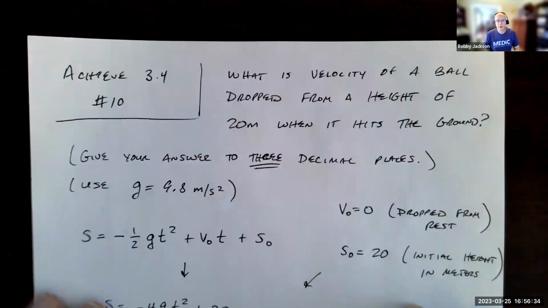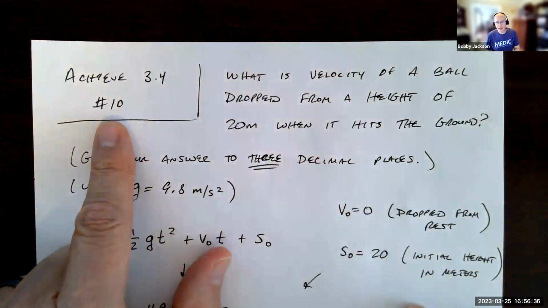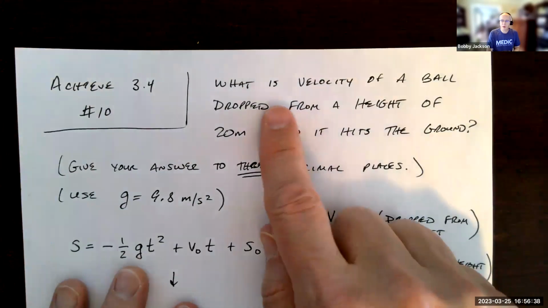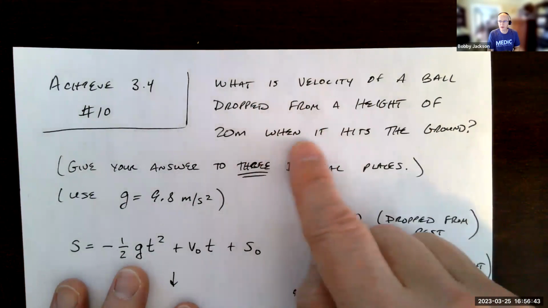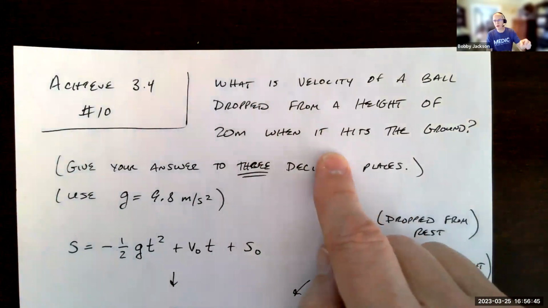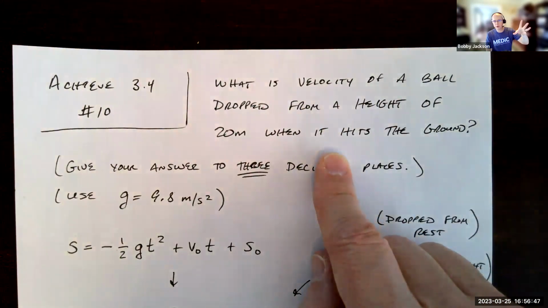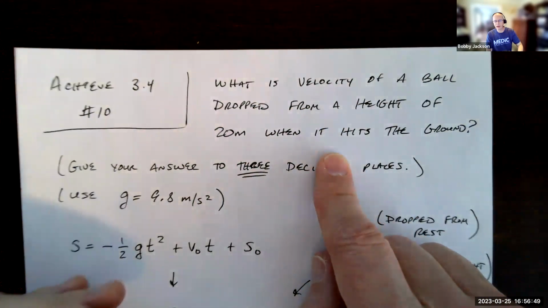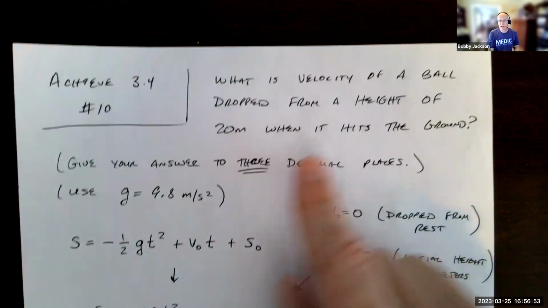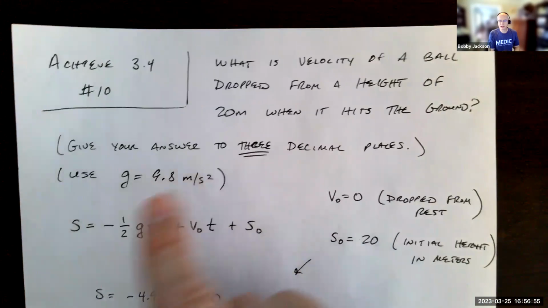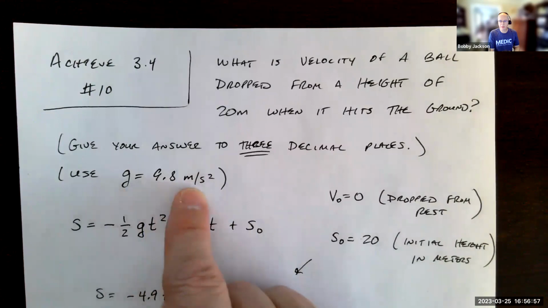Hey everyone, let's do Achieve section 3.4, number 10. In this problem, we're asked, what is the velocity of a ball dropped from a height of 20 meters when it hits the ground? So this ball is just dropped at a height of 20 meters from rest, and it falls down and it hits the ground. What's the speed on impact with the ground? Give your answer to 3 decimal places and use g equal to 9.8 meters per second squared.